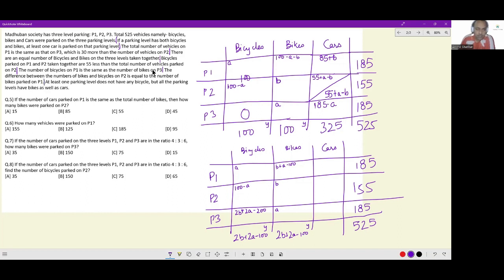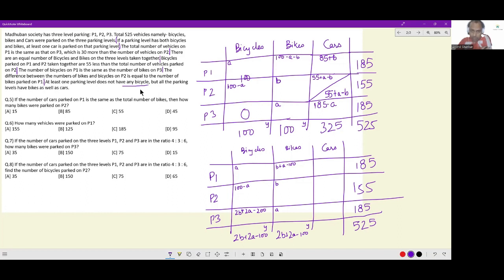But this idea, the difference between the number of bikes and bicycles on P2 is equal to the number of bikes parked on P1. This gives me two possible cases. It has to be accounted for. Okay. At least one parking level does not have any bicycle. But all the parking levels have bikes as well as cars. So bikes as well as cars should be present on all levels. But there is at least one level on which there are no bicycles.